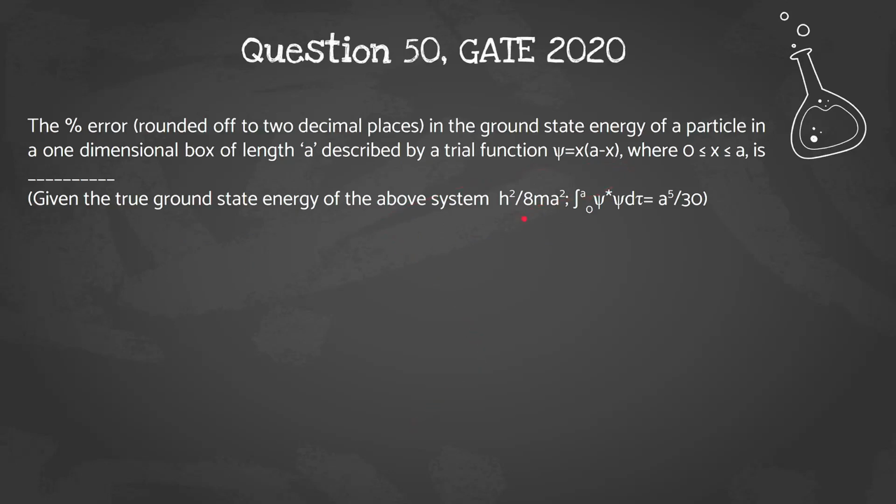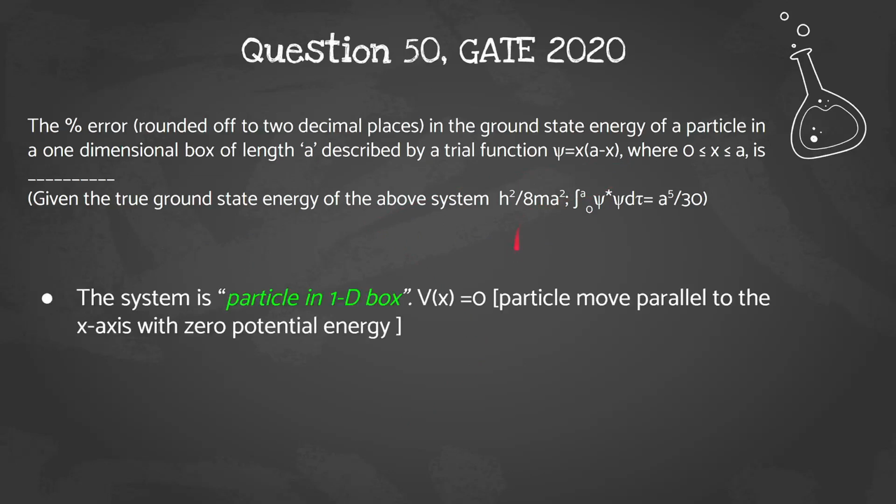What are the given things in the question itself? First, the system is a particle in a 1D box. Now, as there is no information for the V(x) potential for that particle, if there is a formula, we will use that formula. If it's not there, we'll consider that the particle moves parallel to the x-axis with zero potential energy in this situation, and that's why we consider V(x) equals 0. So the energy operator now becomes only the kinetic energy operator.